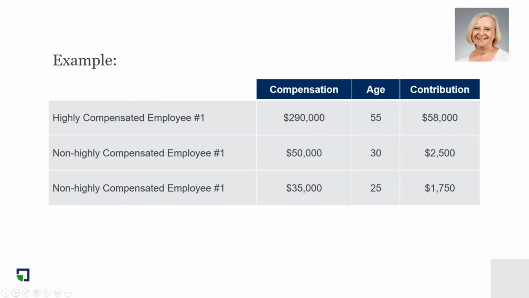So those are the basics for allocating a contribution using cross-testing. There are a lot of factors that feed into this type of allocation and testing method. So it is really rather complicated. So please contact your retirement plan consultant to see if this type of allocation method would work for you and your workforce. So I appreciate your time today.